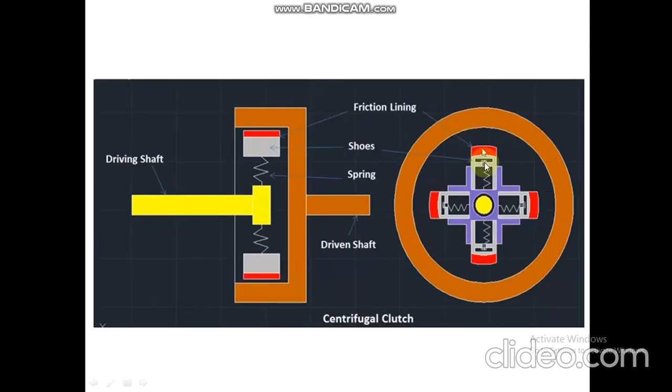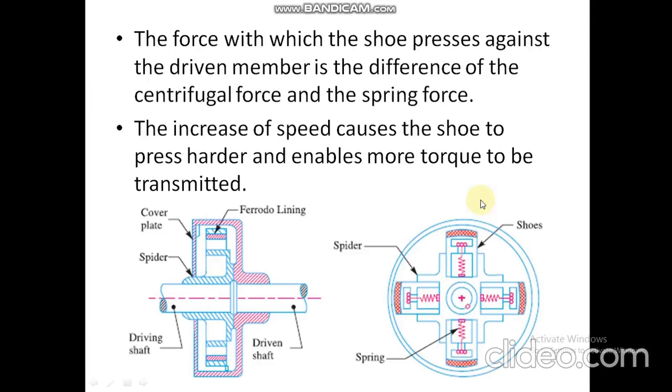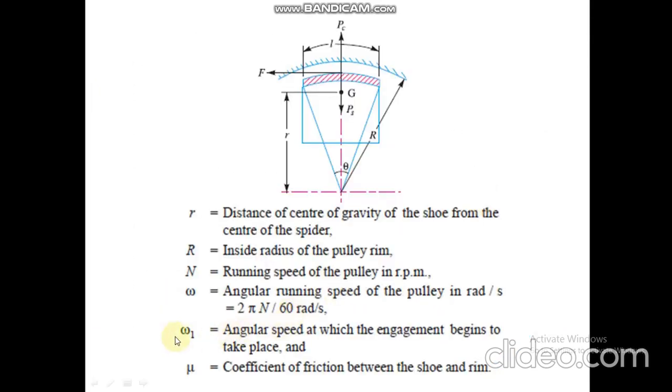So there is a certain RPM of the driving shaft at which the spring force, which is downward, and centrifugal force, which is acting upward, both are equal and your shoe is floating, or we can say at this point the engagement begins to take place. So at this point where the engagement begins to take place, the RPM of the driving shaft is omega 1. This omega 1. So I will give you the example first.